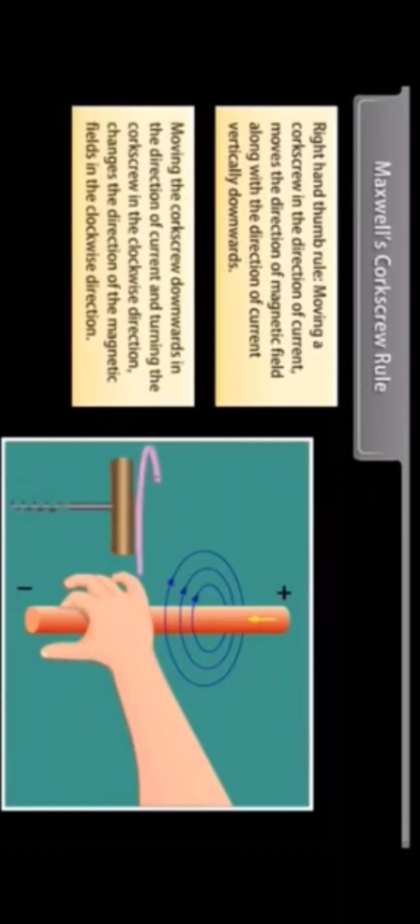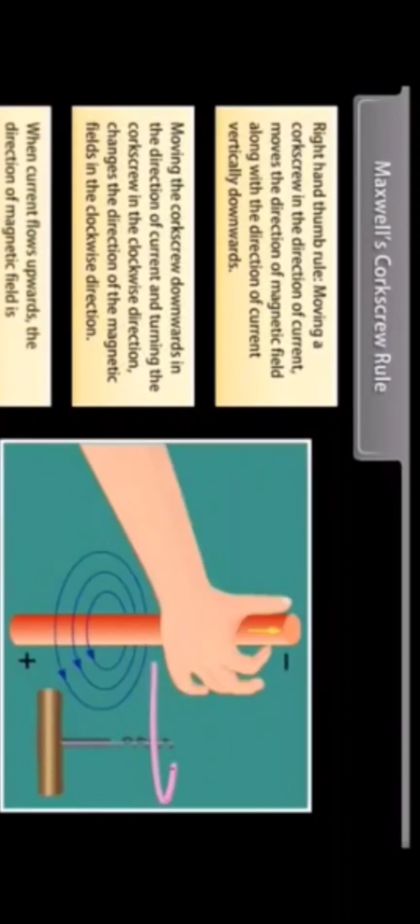Maxwell's corkscrew rule. Maxwell's corkscrew rule, also known as the right-hand thumb rule, defines that moving a corkscrew in the direction of current moves the direction of magnetic field along with the direction of current vertically downwards. If we move the corkscrew downwards in the direction of current and the handle of the corkscrew is turned in the clockwise direction, then the direction of the magnetic field is clockwise. So when current flows upwards, the direction of magnetic field changes and is anti-clockwise.